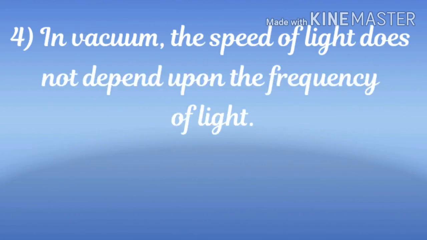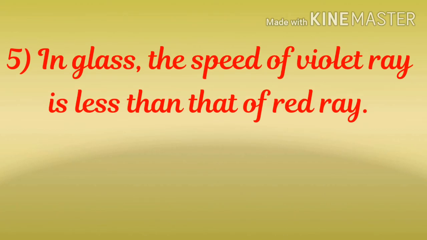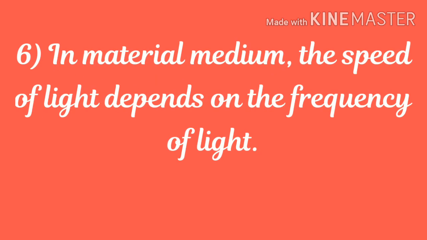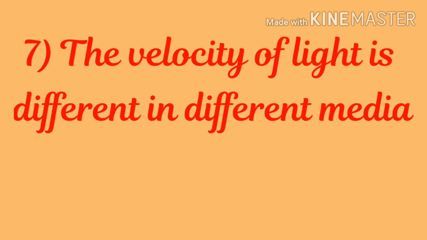4. In vacuum, the speed of light does not depend upon the frequency of light. This is true. 5. In glass, the speed of violet ray is less than that of red ray. This is true. 6. In material medium, the speed of light depends on the frequency of light. Answer is true. 7. The velocity of light is different in different media. Students, this is a true statement.